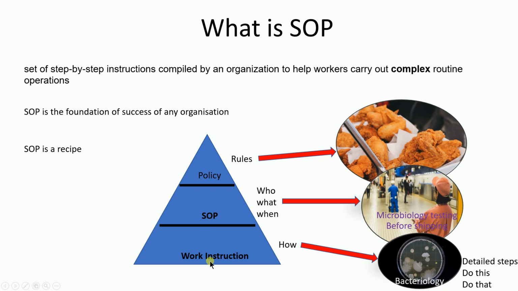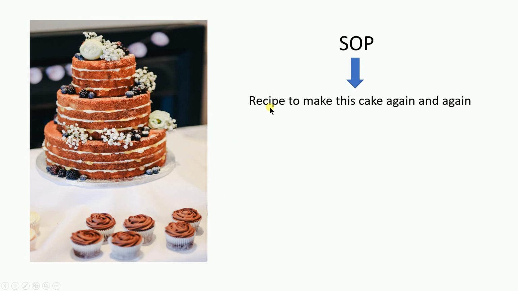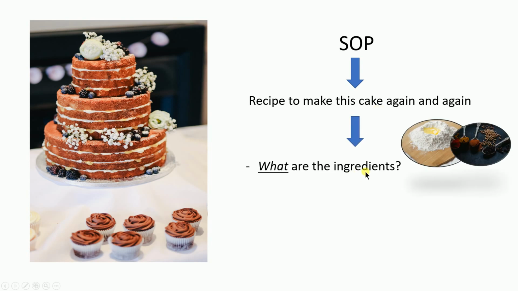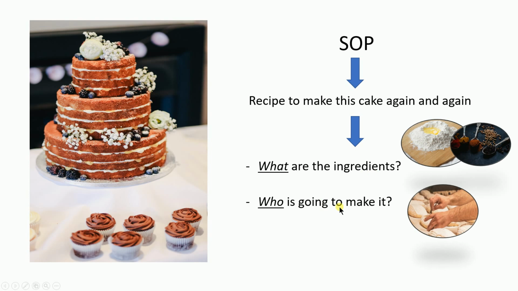So, as I told you, SOP is a recipe. Let's take the example of a cake. You are a cake company. You want to make the same cake over and over again so that the reputation of your company never goes down. SOP is that recipe, which mentions the ingredients of the cake so that the cake tastes the same every time. Who is going to make that cake? The baker. When is it going to be made? Like 5 hours before the order is picked up.